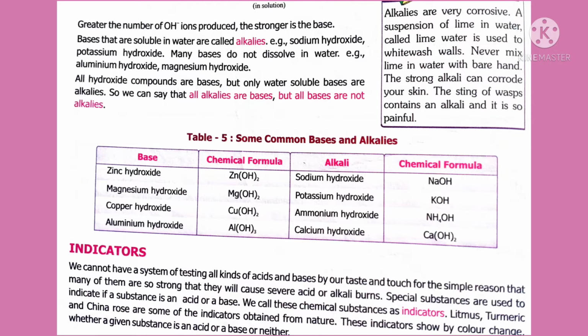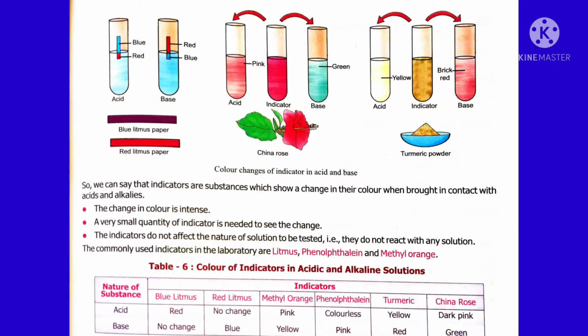But inorganic strong acids, or mineral acids, we cannot taste because of their strong nature. If you taste them, our tongue will burn. So an indicator helps us to identify whether the given substance is acid or base. Different indicators change to different colors on adding to acids and bases.